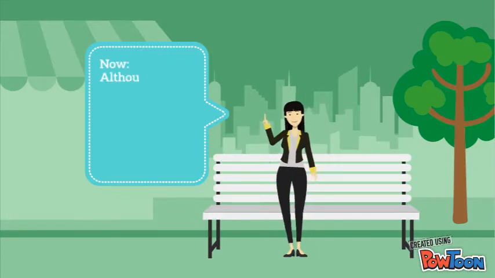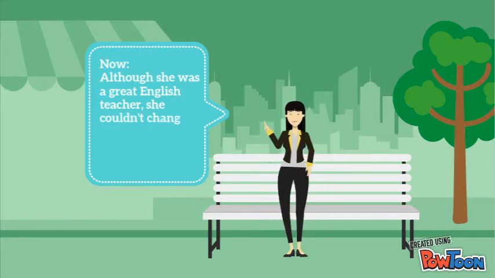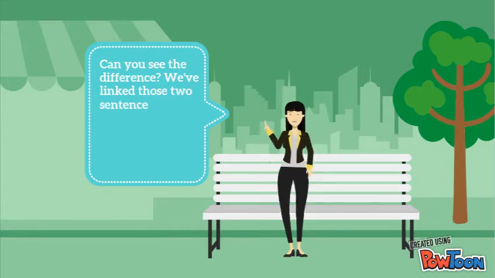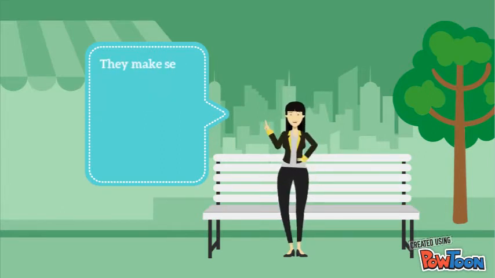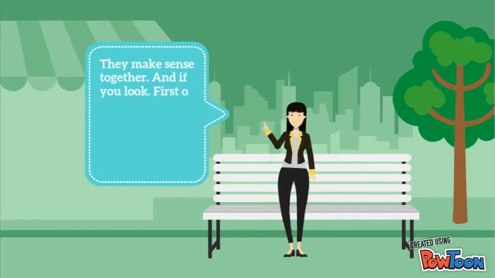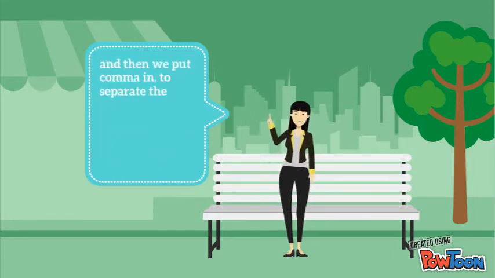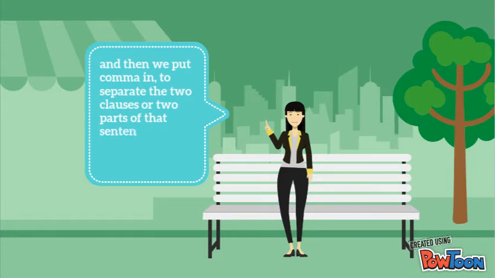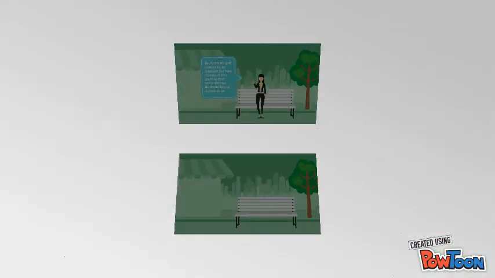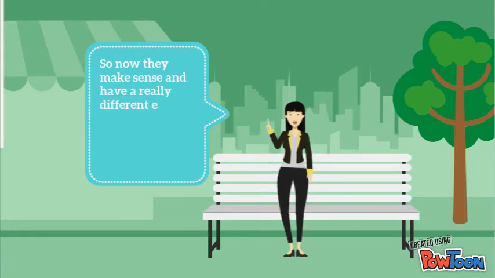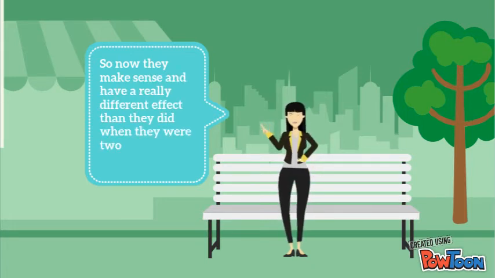Now, although she was a great English teacher, she couldn't change a light bulb safely. Now, can you see the difference there? We've linked those 2 sentences, haven't we? They make sense together. And if you look, first of all, we put although at the beginning, so we began with a conjunction, and then we put a comma in there to separate the 2 clauses, or 2 parts of the sentence, or the 2 different bits of information. So now they make sense and have a really different effect than they did when they were 2 simple sentences.